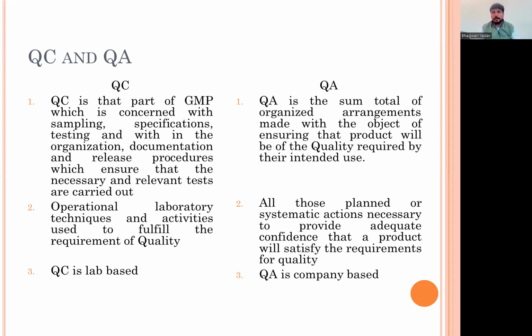On the other hand, all those planned or systematic actions necessary to provide adequate confidence that a product will satisfy the requirement for quality. This is the part of QA. QC is lab-based, QA is company-based. So finally, we can say QC is a laboratory system and QA is an organized system. Means you can say it is company-based.